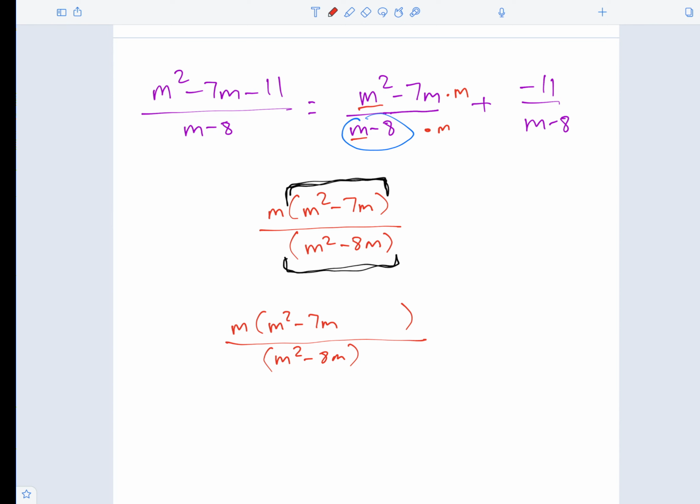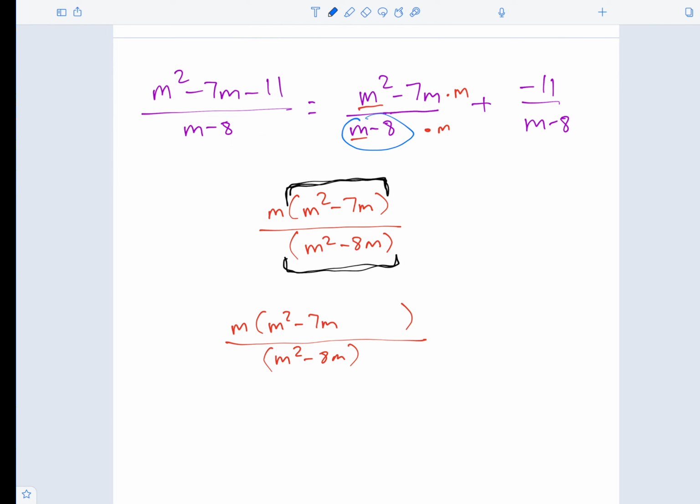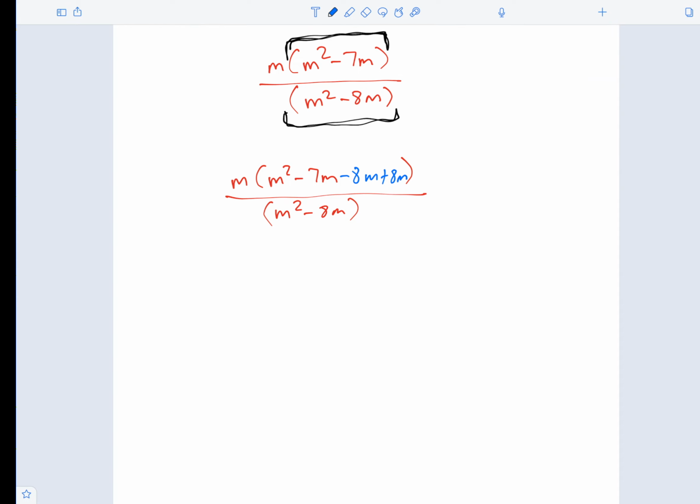Well, if I need a minus 8m, I can just subtract 8m and then add 8m, right? I need an 8m, so I need a negative 8m. So I'll just subtract 8m and add 8m because that's just adding 0. So now I can rewrite this as m times m squared minus 8m minus 7m plus 8m all over m squared minus 8m.